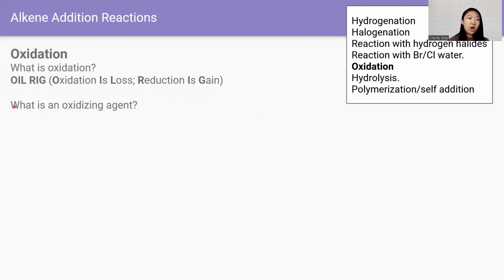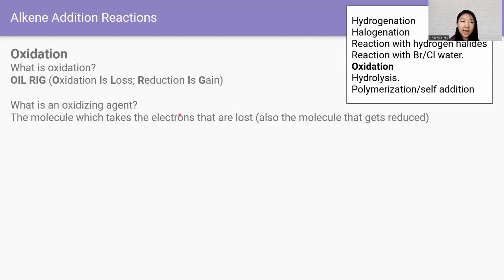So what is an oxidizing agent? The molecule which takes in the electrons that are lost. An oxidation reaction will always happen at the same time as a reduction reaction, because if you lose electrons, something has to gain those electrons, right? Then that's what makes it stable, right? So that's a redox reaction, right?